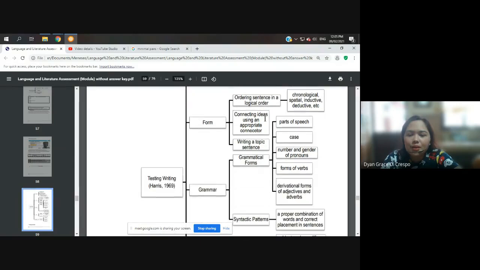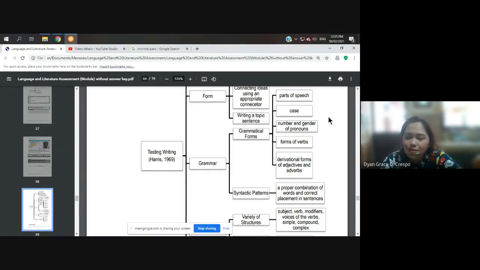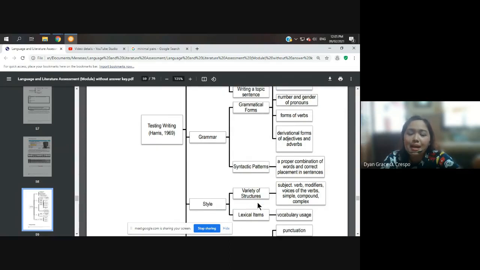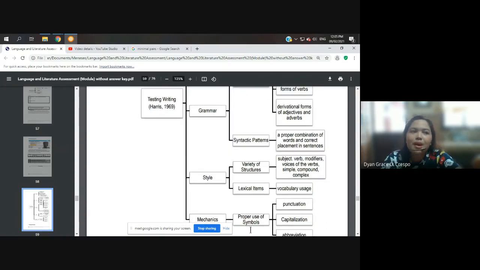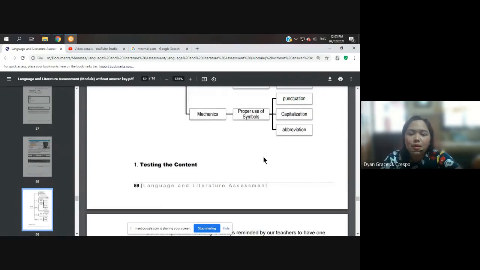Form. So we're checking the ordering of sentences in a logical order, connecting ideas using an appropriate connector, so like some conjunctions, writing a topic sentence. Ayan. So those are parts of form. For grammar, of course, you already know the parts of speech, the cases of nouns, cases of pronouns, number and gender of pronouns, form of verbs, derivational forms, and syntactic patterns, which is a proper combination of words. Dapat in order siya. So we have rules for the different patterns, subject and verb agreement, noun agreement, putting S, pronunciation, lahat. Styles, variety of structures, so subject, verb, modifier, simple, and everything. Sometimes it depends upon the authors. Lexical items and mechanics. The proper use of symbols. So yun yung mga tinetest natin.